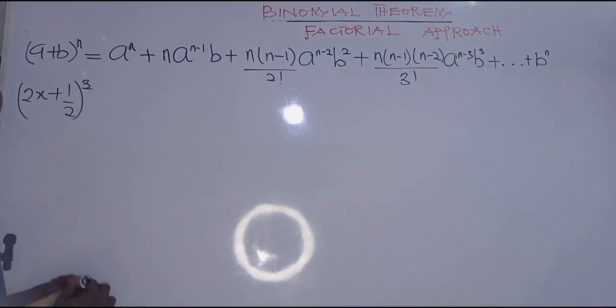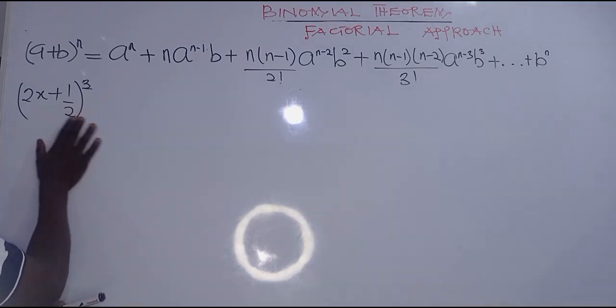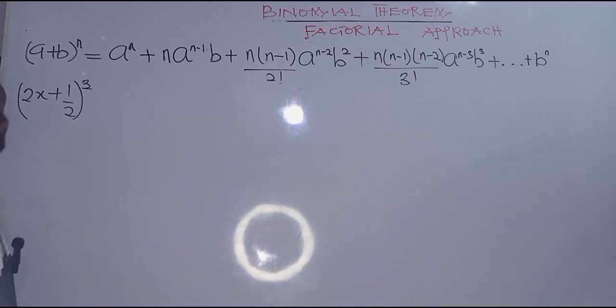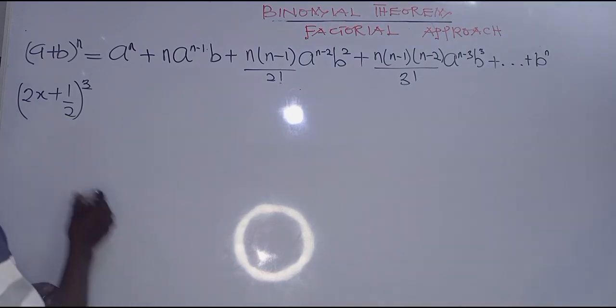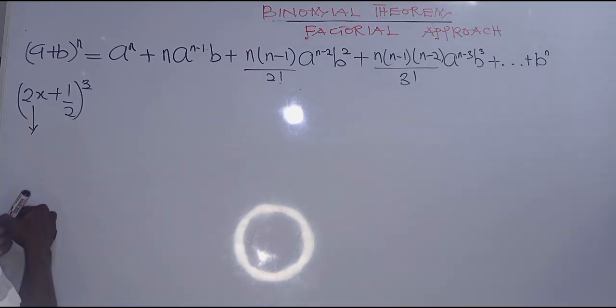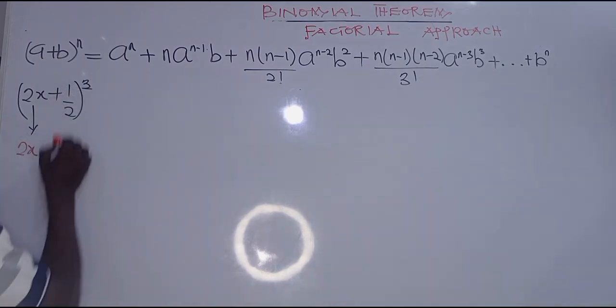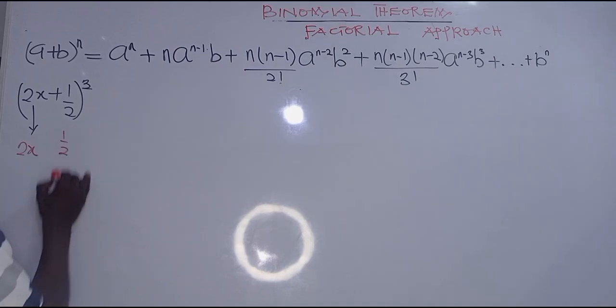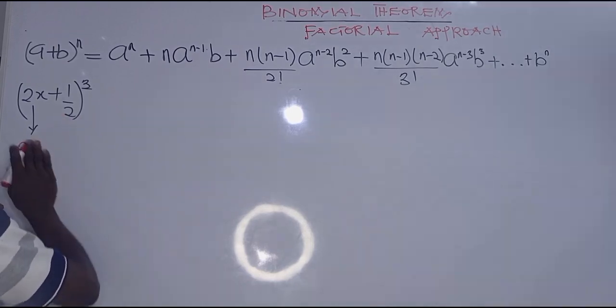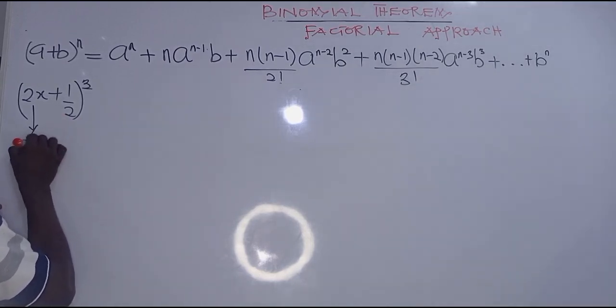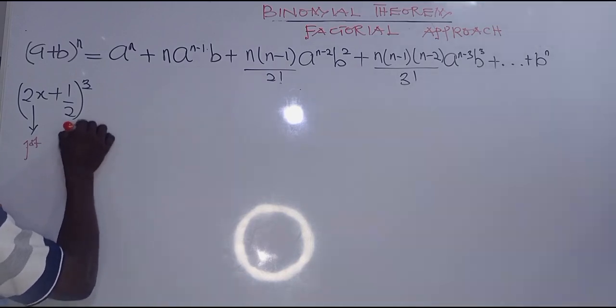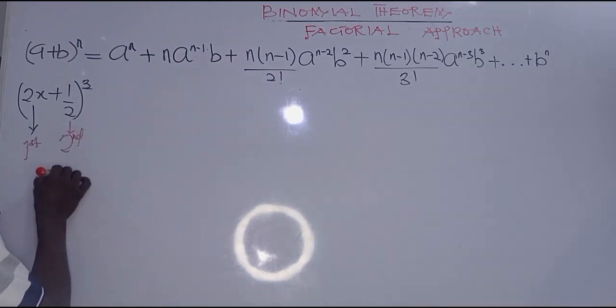So we have our last example. We have to expand this binomial expression using the factorial approach. So we know that our first term is 2x. And then our second term is what? 1 over 2. So we have first term. And then we have second term. Our n is equal to 3.